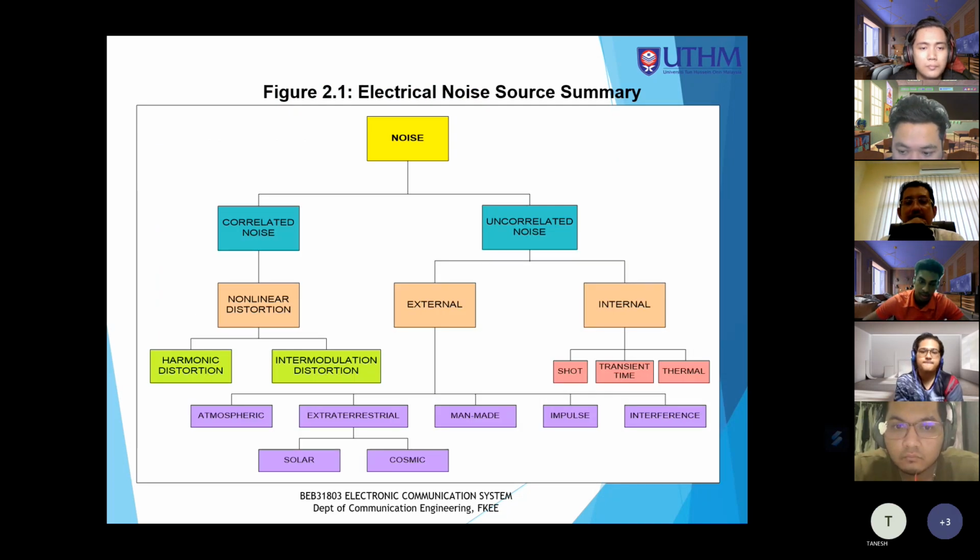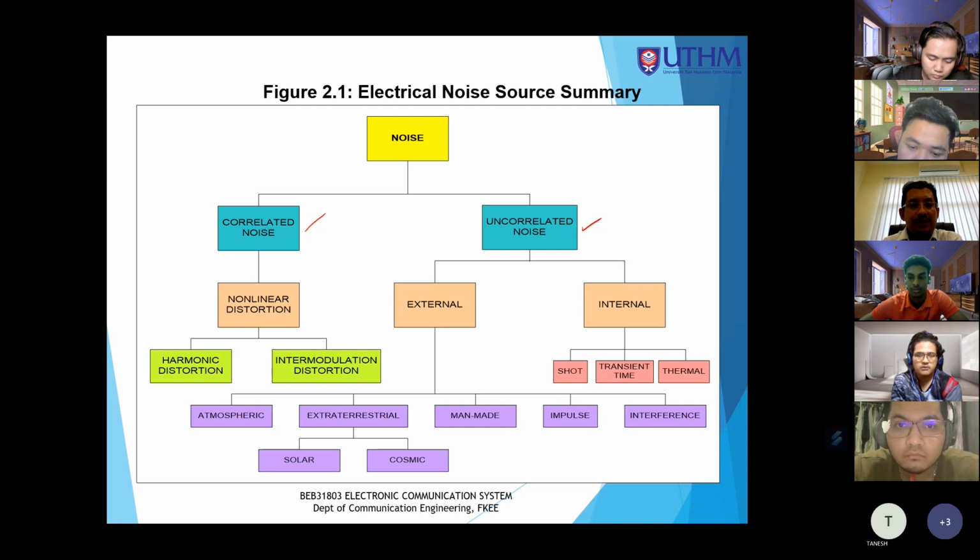And this is, we can say, the types of noise, the family of noise. So noise can be categorized into two categories. The first one is correlated noise and the other one is uncorrelated noise. For correlated noise, we have nonlinear distortion types of noise, which are the harmonic distortion and also the intermodulation distortion. The other type of noise is the uncorrelated noise.